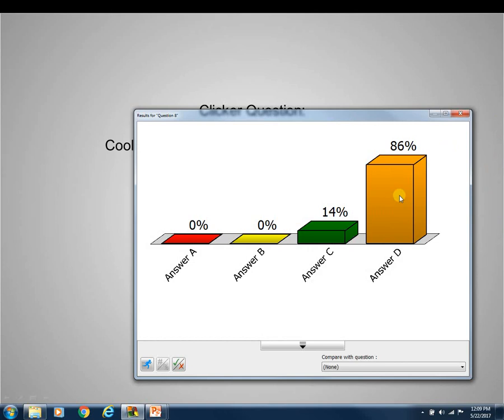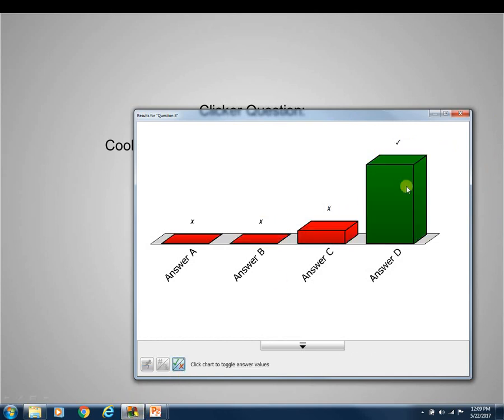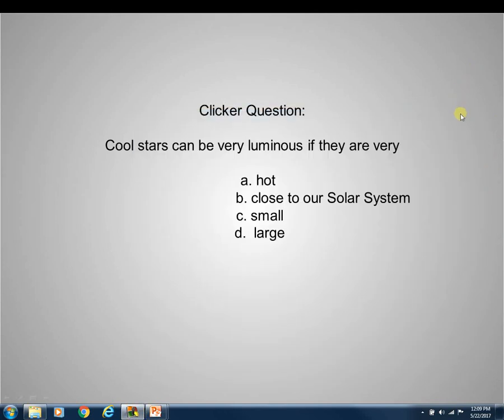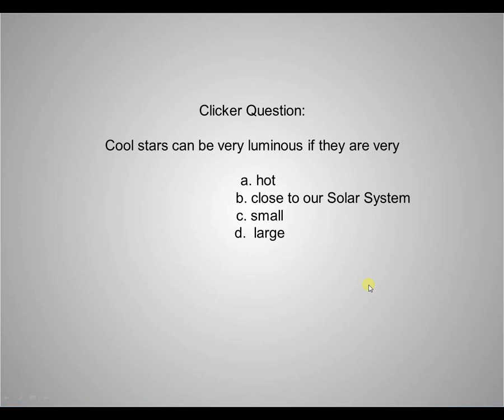Looks like most people put D, and D is the correct answer. Okay, so if you were just thinking it was brightness, you might have been thrown off here and said, oh, well, it's closer. That's why it's so bright. But in actuality, we're talking about luminosity, so distance really doesn't enter into our thinking. It has to do with the size of the star.